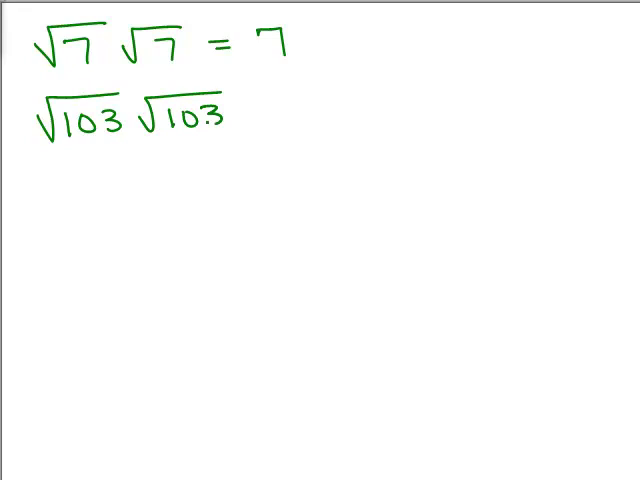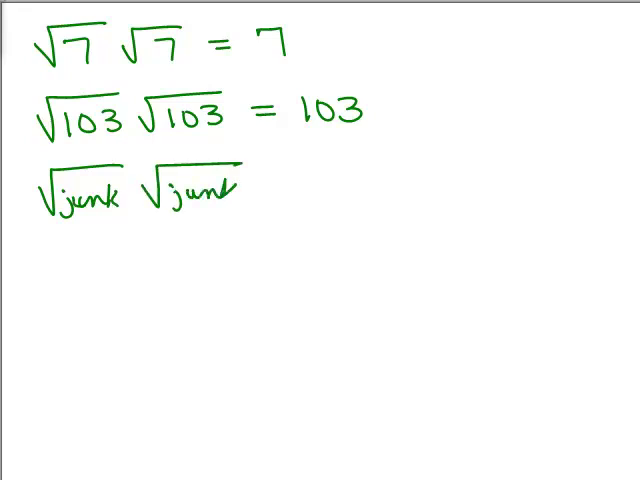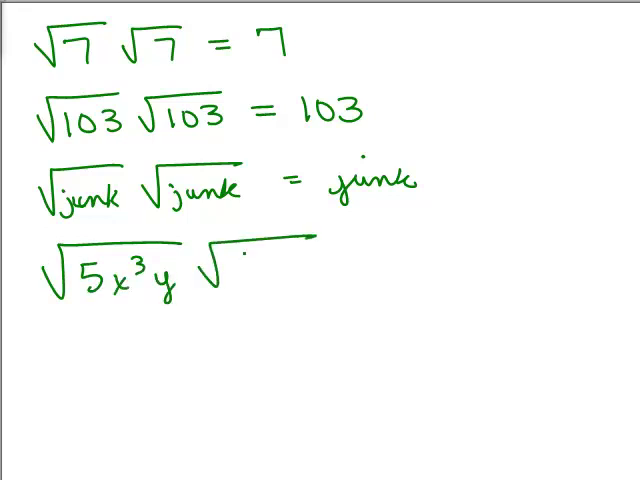Now, it doesn't matter what's underneath there. So if I have the square root of 7 times the square root of 7, using that definition I just gave you, if you have the square root of the same thing times itself, then you have just the number underneath the square root symbol, so it's 7. Now, what if I had the square root of 103 times the square root of 103? Well, that's just 103. And in fact, if you had the square root of some junk, whatever's underneath, times the square root of the exact same junk, you just get all that junk, whatever happens to be under there. So if I have 5x cubed y underneath the square root times another 5x cubed y, I'm just going to get the 5x cubed y.